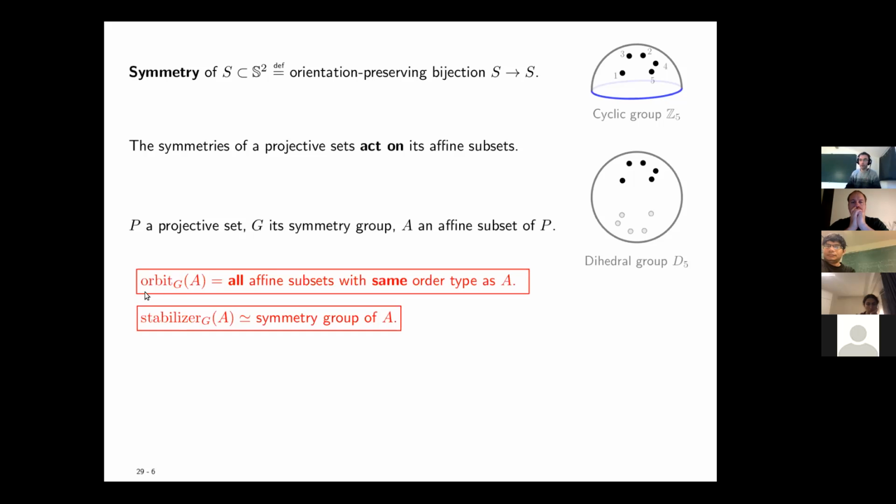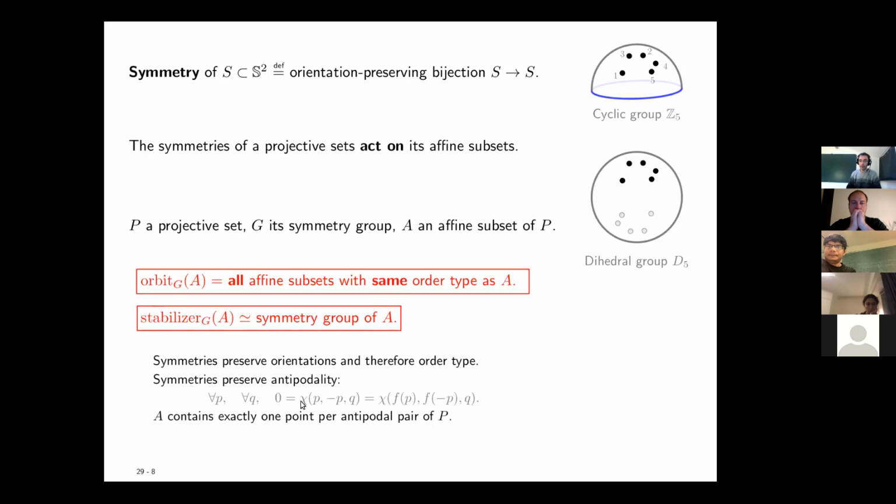And this is actually the subset of those symmetries, a subgroup of G, that is isomorphic to the symmetry group of the affine subset. The reason for those two properties is that symmetries preserve orientation and so order types, and they preserve antipodality. They have to. That's something easy to show. And then when you have an affine subset, you get exactly one point from every antipodal pair. So the symmetry restricted to an affine subset determines completely the symmetry. And so if you work with those ideas, it's very easy to get those two things.